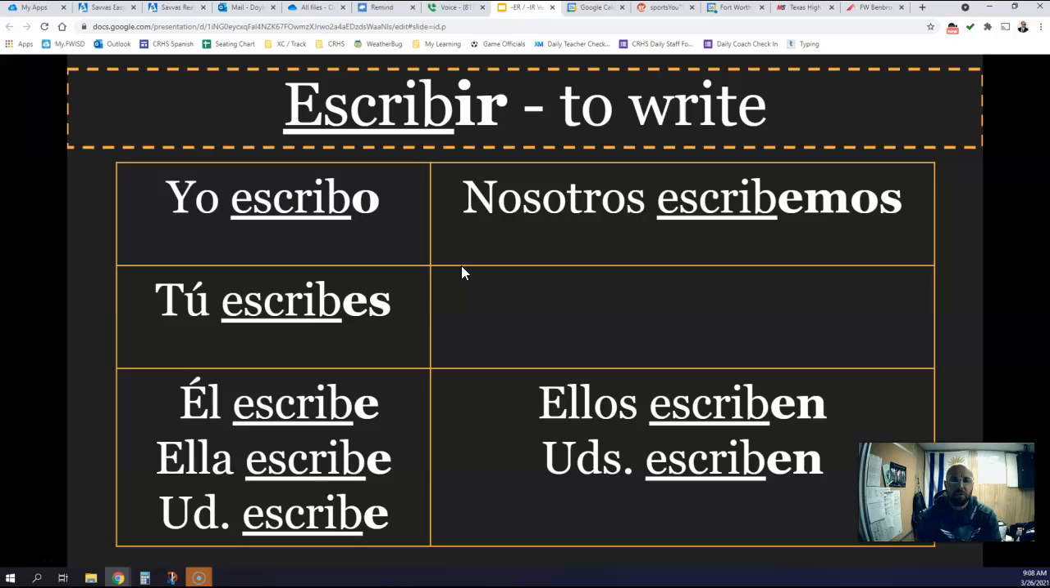Sanskrit is one of the original languages, right? Script, to write, from the Latin. So this kind of makes sense as a cognate on kind of a second level. So escribir, to write, we know it's an IR verb because the last two letters are IR in the infinitive form.